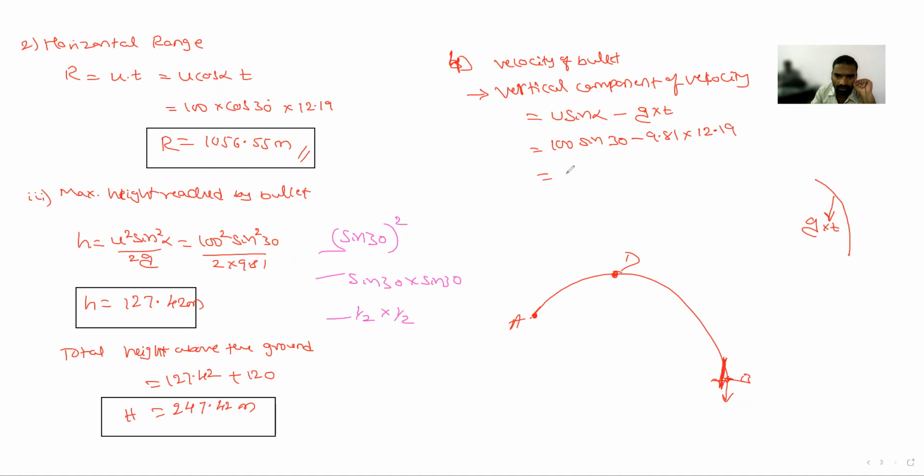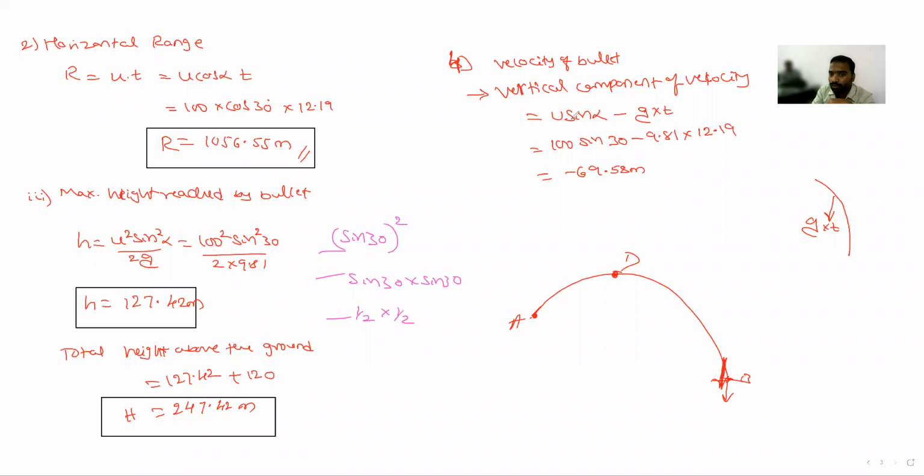Minus 69.58 meter. Okay, how much are you getting? Minus 69.58, yes sir. See, the vertical component I am getting is minus. Why am I getting minus? It is in the downward direction.